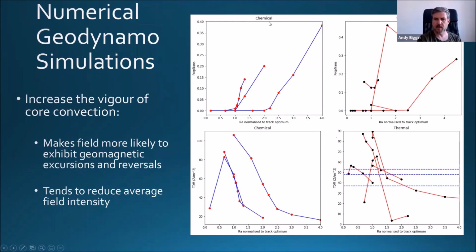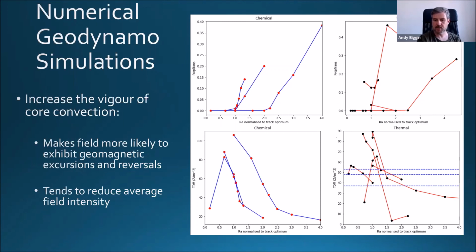So what you see over here, we've got pure chemically forced dynamos, so just pure compositional convection. Here we've got thermally driven dynamos, and what we see is as you increase the Rayleigh number, you tend to go up on this axis. This is the proportion transitional axis. This is the proportion of time that these simulations are spending with their dipole more than 45 degrees misaligned with the rotation axis. So essentially time in which the magnetic field would be considered to be excursional or reversing.